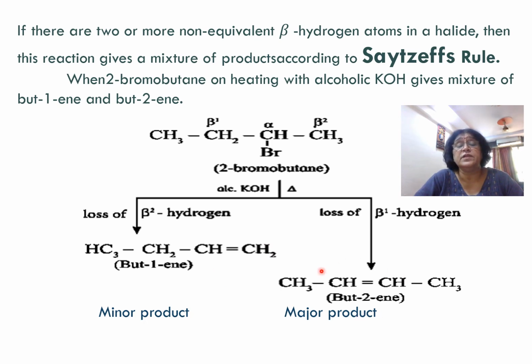So which is more stable? The more stable product is what? But-2-ene. So the formation of but-2-ene will be more, and it is known as the Saytzeff product. Clear? And the other one, the minor product, is known as the Hofmann product.